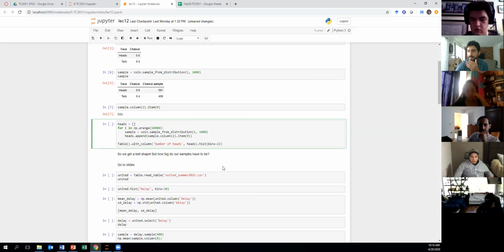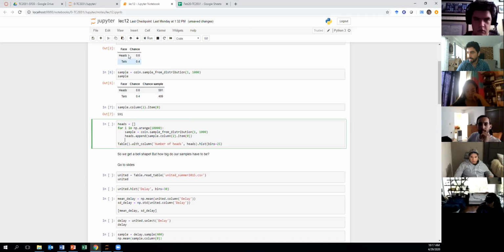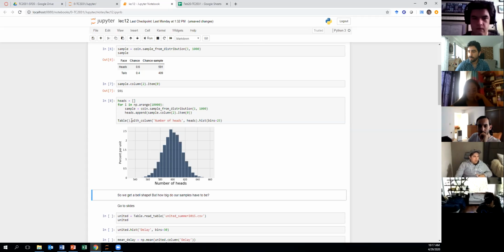So if we do that multiple times, this is basically not a normal distribution by itself. We have heads with a 60% chance, and tails 40%. It's not a normal distribution by itself. But what I'm going to do here is take these samples 10,000 times, and each time I'm going to count the heads. So I take 10,000 samples, put the number of heads in the table, and then take the histogram of those.